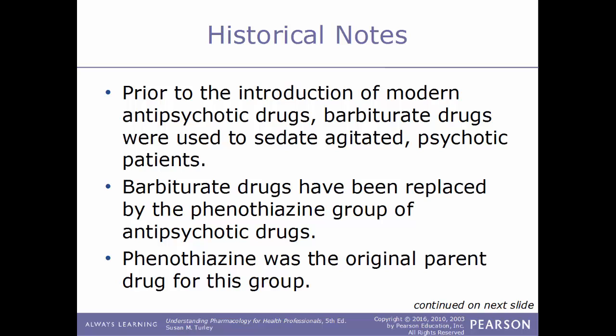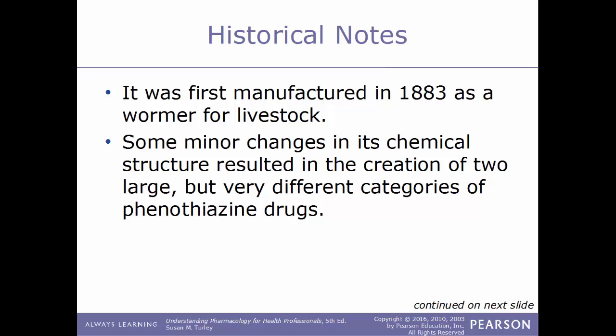Prior to the introduction of modern antipsychotic drugs, barbiturate drugs were used to sedate agitated and psychotic patients. Now, barbiturates have been replaced by the phenothiazine group of antipsychotic drugs. And phenothiazine was the original parent drug for this group. It was first manufactured in 1883 as a wormer for livestock.